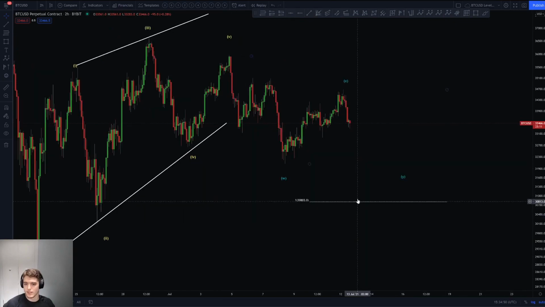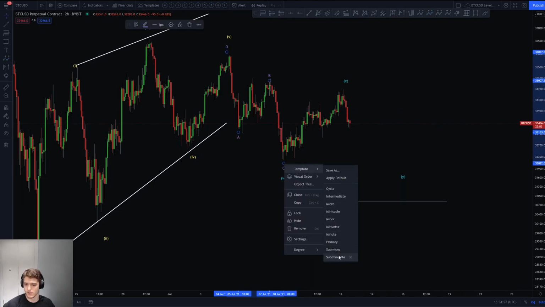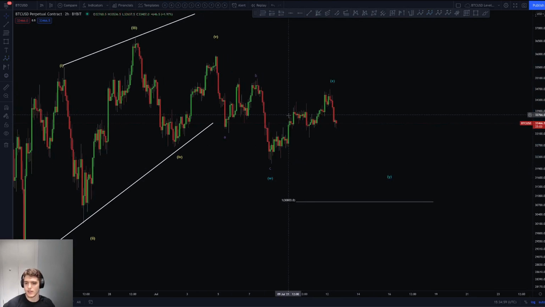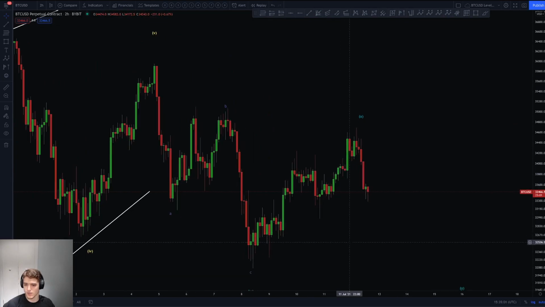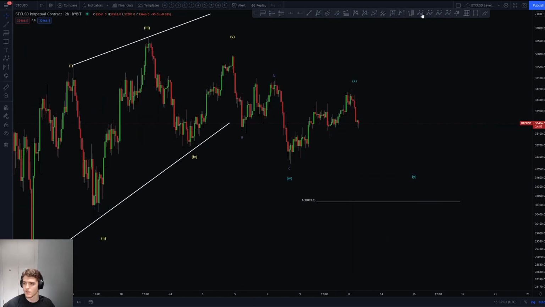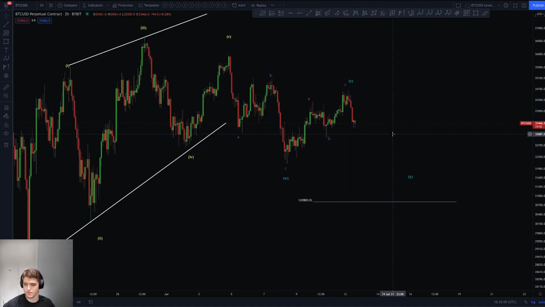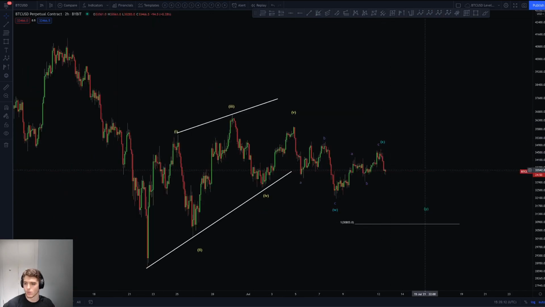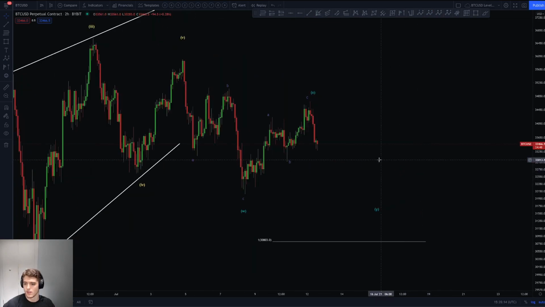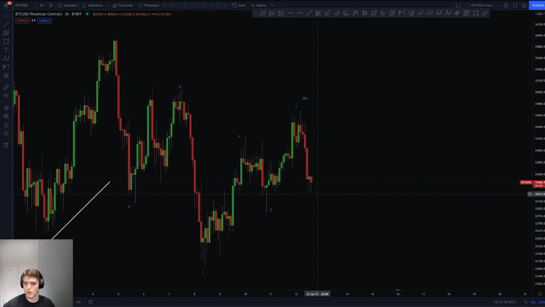But yeah, I'll subdivide this just to clarify what's going on. So this is a zigzag right here, an A, B, C. This is also some sort of zigzag, I would say, for a wave X. So this would be a wave A, B, C, like that. And then right now we're coming down for another, presumably an A, B, C. So this would probably be a wave A right here.